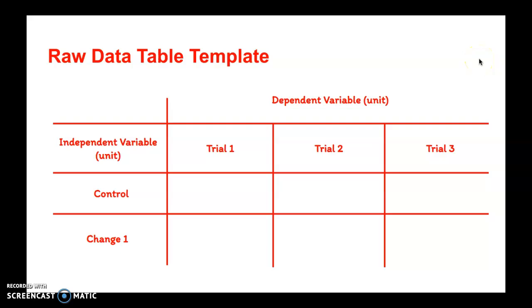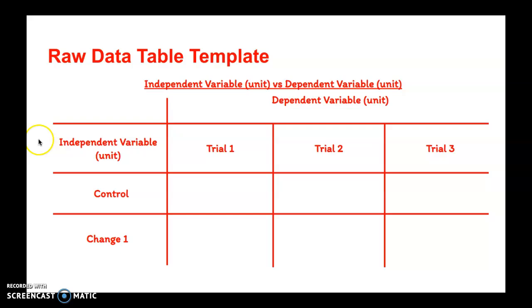The last thing you need for your template is to tell where to put the title. This up here, this is the title. And the title for data tables is really easy. It's always whatever your independent variable is and its unit versus the dependent variable and its unit. So once you have this in your notes, you'll be able to make a raw data table by hand really easily. Everything is always going to go in these same places.